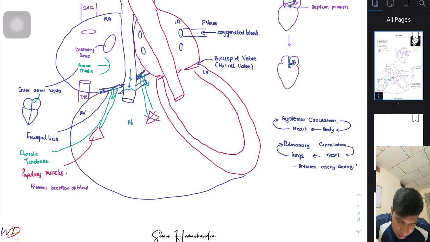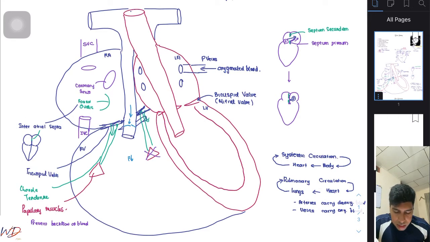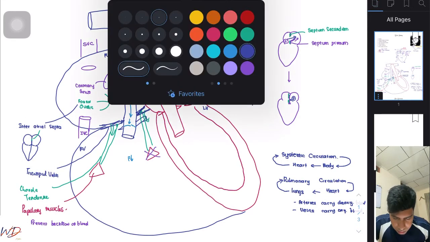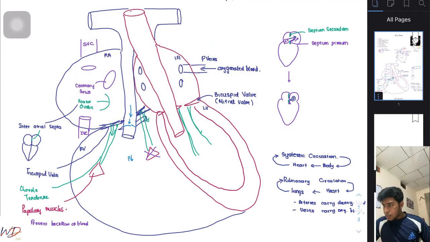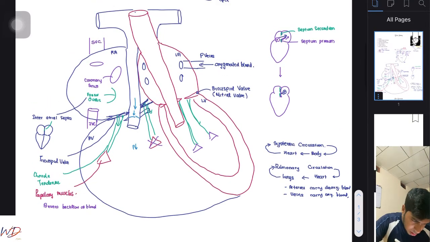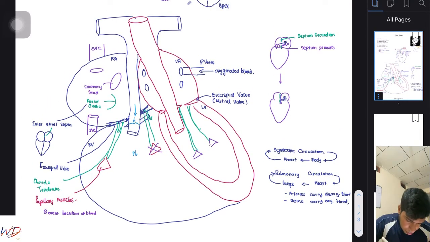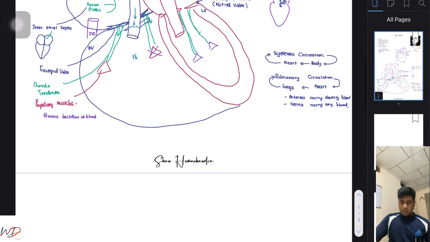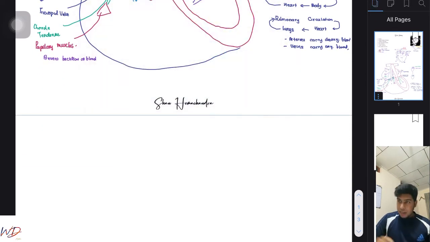And in this case, arteries carry deoxygenated blood. Veins carry oxygenated blood. So that is important. And same structures as this. There's chordae tendineae and the papillary muscles on this side also. Nothing much there. And that is the end of the heart structures. Next, we'll talk about the wall of the heart.